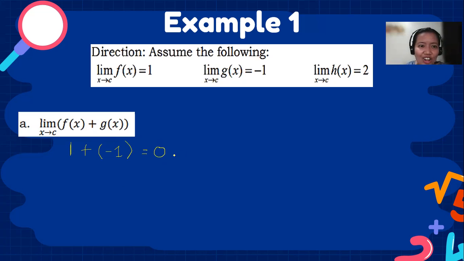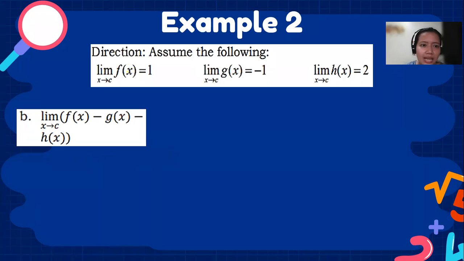Okay. All right. So, based on this given, the limit of a certain function, the answer is 0. 0 is the limit of this function. All right. Next, let's proceed to example number 2. Same given. These are the given. Let's try to substitute the limit of f of x.